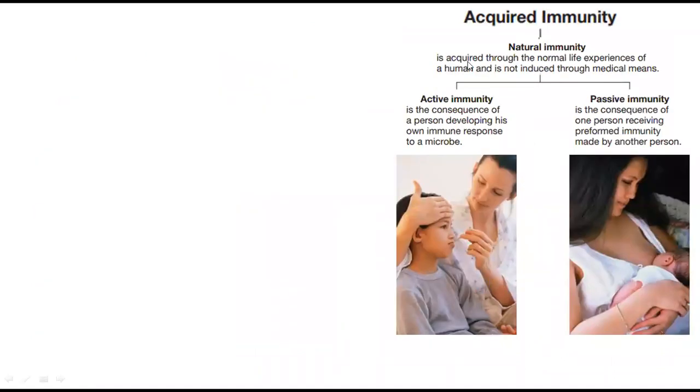First I will take natural immunity, and I will give you each and every example of natural immunity. After that I will give you examples of artificial immunity. Just look here: natural immunity is acquired through normal life experience. There is no role of the laboratory; for example, no medicines or vaccines are given to a person, but it is naturally produced inside the human body.